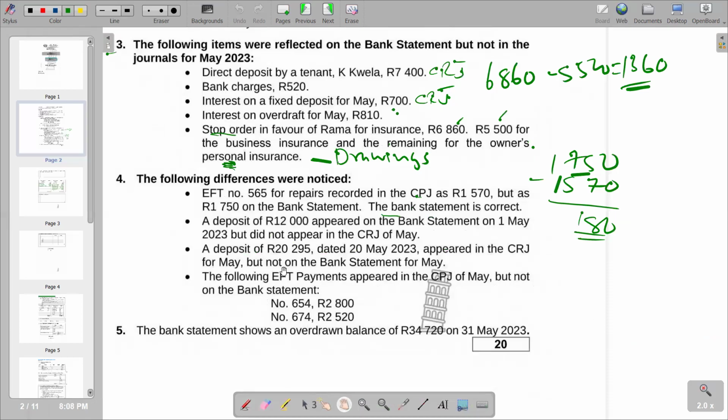It has no effect. So we go to the next one, which is a deposit of 20,295 dated 20 May 2023 that appeared in the cash journal for May, but not on the bank statement for May.